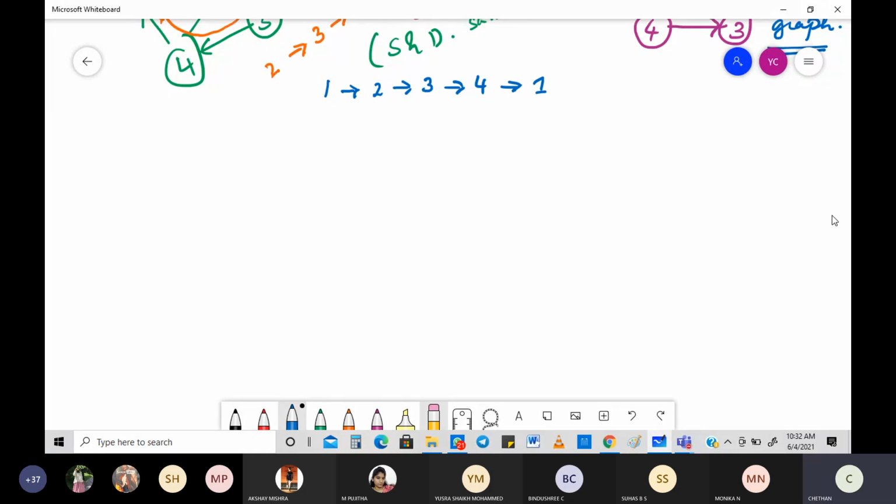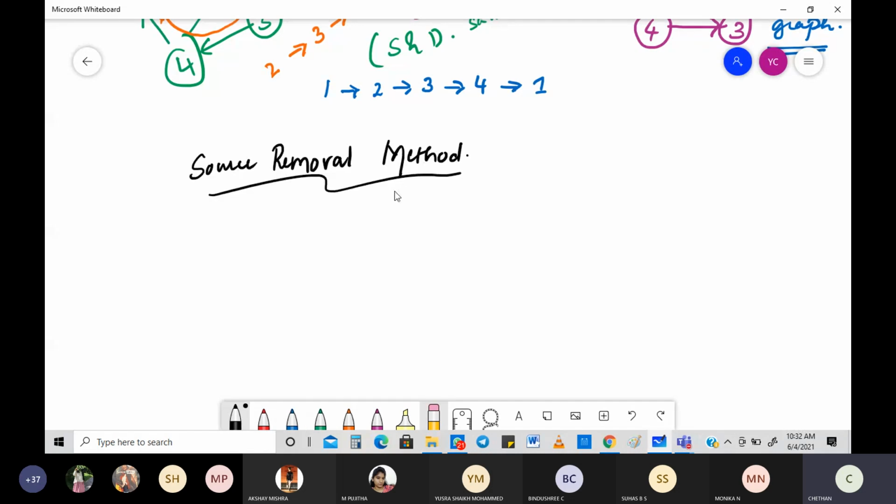Be careful with what I'm writing: source removal method. I'm going to remove the entire source, and then I'm going to work from there. So this is based again on the decrease and conquer technique. So what are we going to do here? First and foremost thing to be kept in mind.